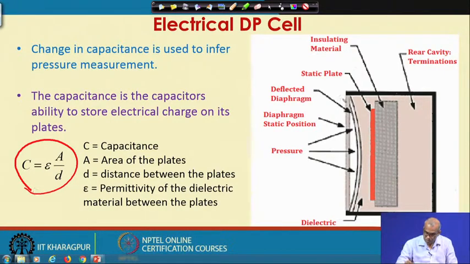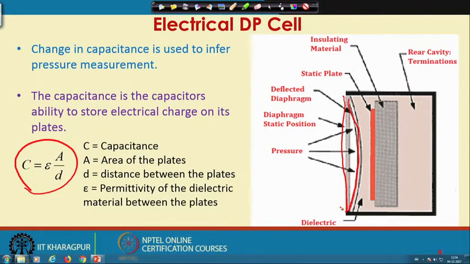So, this is the diaphragm static position and this is the deflected diaphragm. You have a static plate here and in between you have this dielectric medium. So, here the distance between the two electrodes changes and accordingly the capacitance will change.